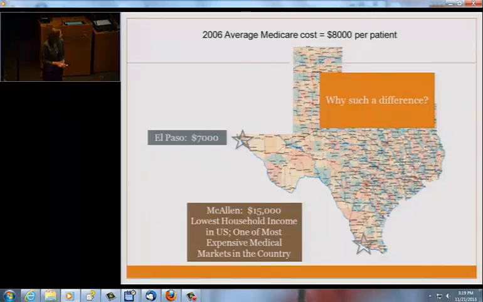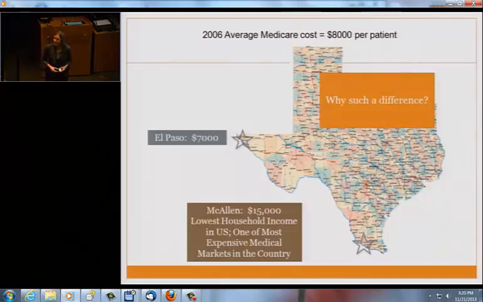These two towns were not all that different. McAllen, though, had the lowest household income in the United States. But that year was one of the most expensive healthcare spenders in the country. Why do you think that is? Anybody care to guess? Anybody? So if you guys haven't heard of him, you may not have read this article. Okay.